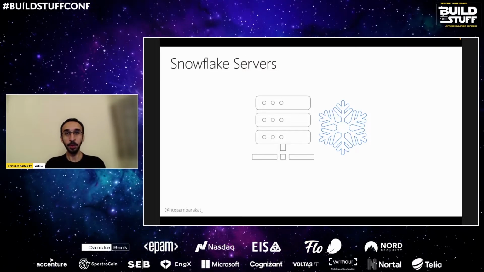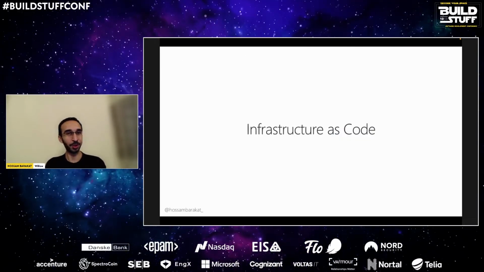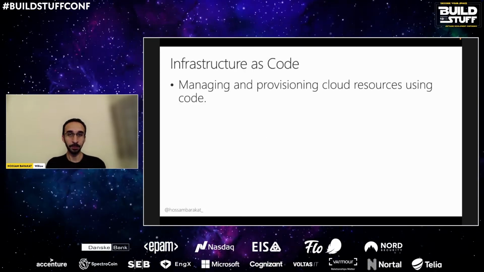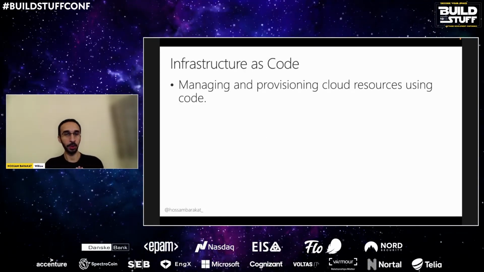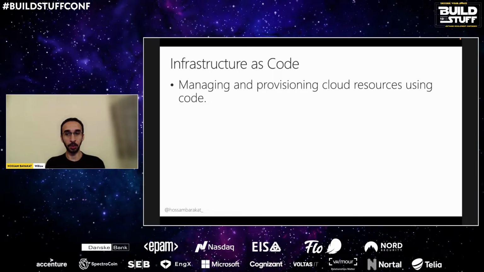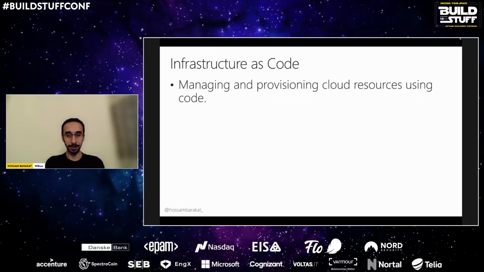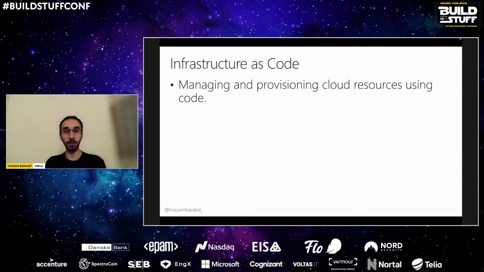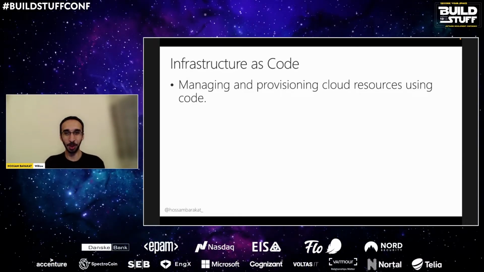As a community, we started by moving into the infrastructure as code solutions. And we started with what's called the imperative approach. But what is infrastructure as code? Infrastructure as code, as an idea, is pretty straightforward. We manage and provision our cloud resources using code.